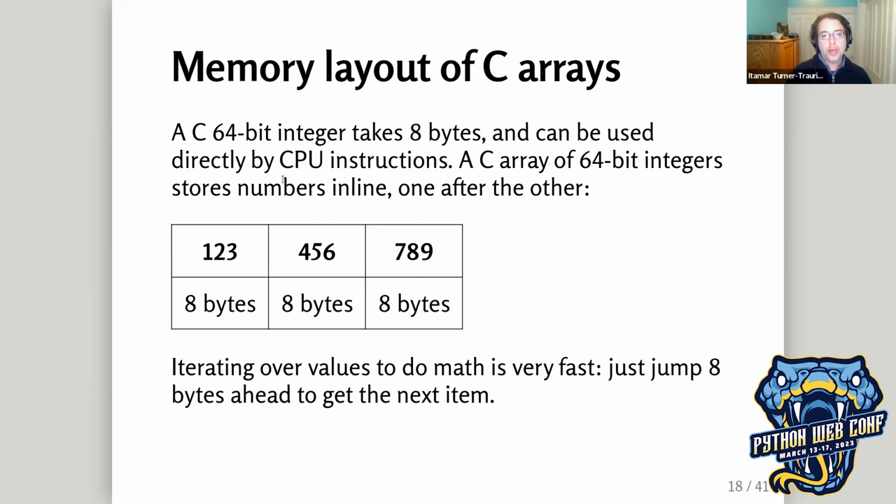And to take a step further, we can actually look at how memory is laid out for a C array versus a Python list. So imagine you have a 64-bit integer. That means it takes 8 bytes.